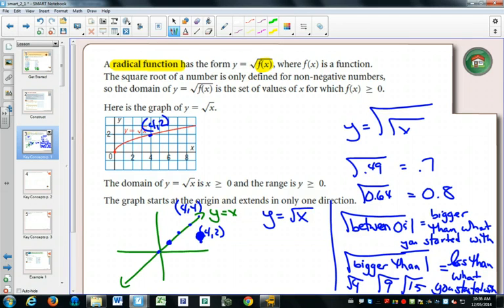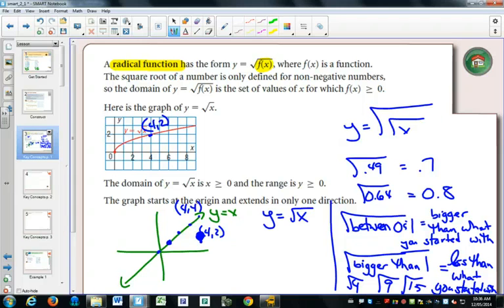So between 0 and 1, it's bigger than what you started with. After 0 and 1, it's smaller than what you started with. And the one thing I didn't include here was less than 0. What happens when you take a square root of something less than 0? You can't. It's not possible.